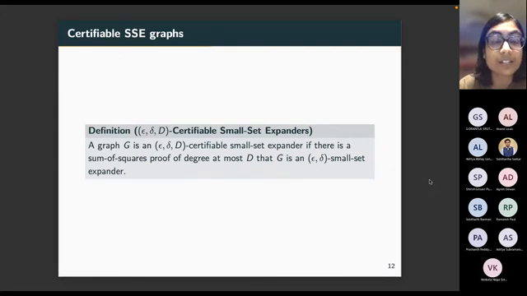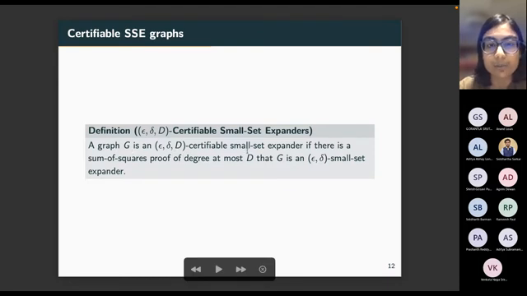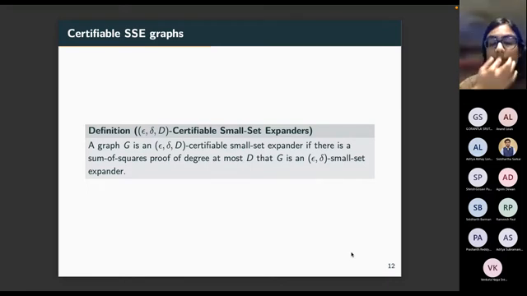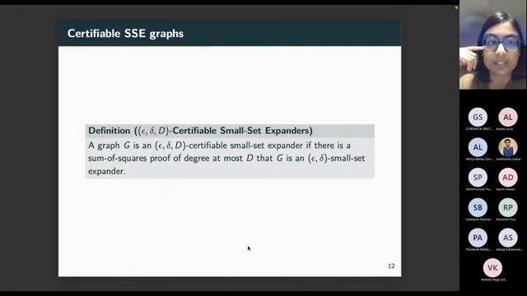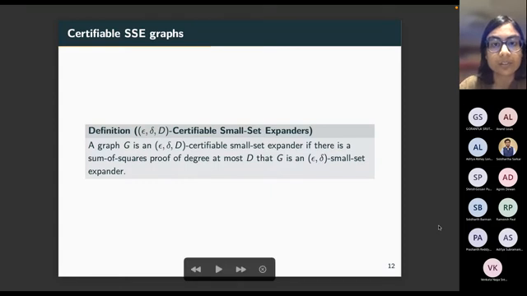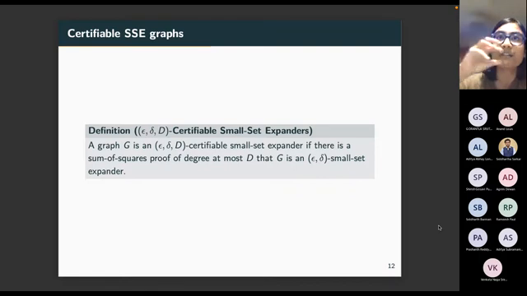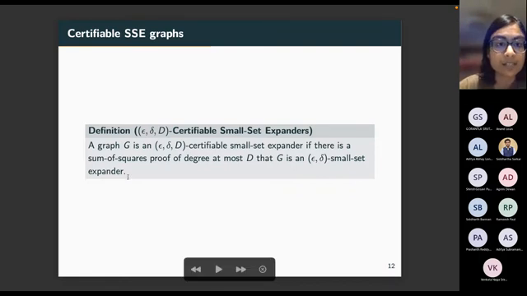So now let me define certifiable small set expanders. These are the class of graphs that we give algorithms for. So a graph G is an epsilon, delta comma D certifiable small set expander if, firstly, it is a small set expander, so it is an epsilon comma delta small set expander. But furthermore, this fact that it is an expander has a low degree sum of squares proof. So if you don't know what a sum of squares proof is, this just means that it is easy to certify that it's a small set expander. So it's easy to basically check that it's a small set expander. In general, it could be hard to check this because we have to go over all sets and check if they expand. But because there is this sum of squares proof that it's an expander, this fact becomes easy to check.